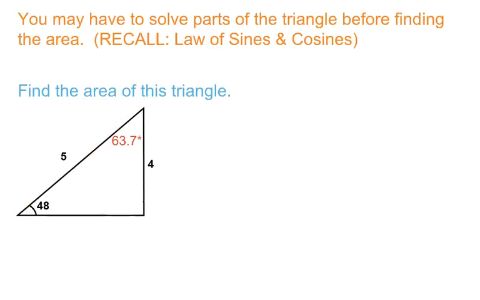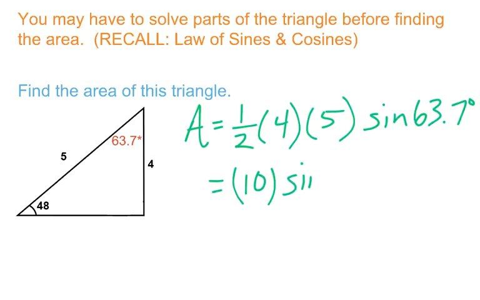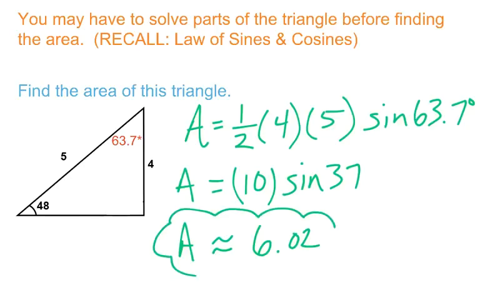So we put that angle in, and our area formula is 1/2 of 4 times 5 times sine of 63.7. And we can do this pretty quick. 1/2 of 4 times 5 is 10. 10 times sine 37. The area is approximately equal to 6.02 square units. Alright, ladies and gentlemen, that is area of triangles.